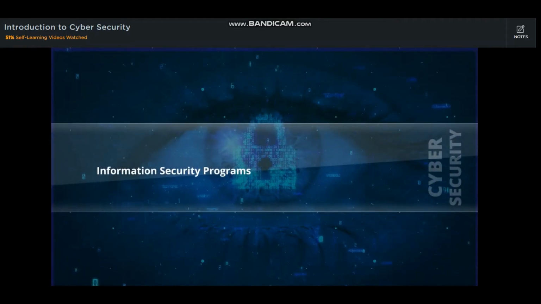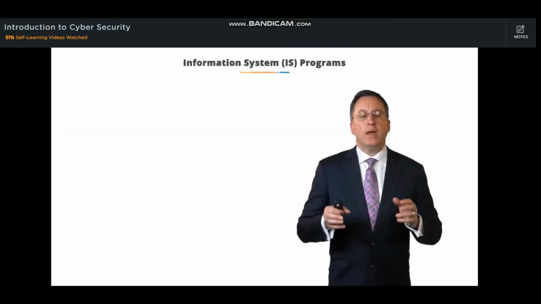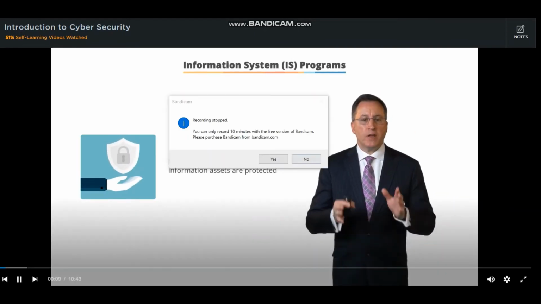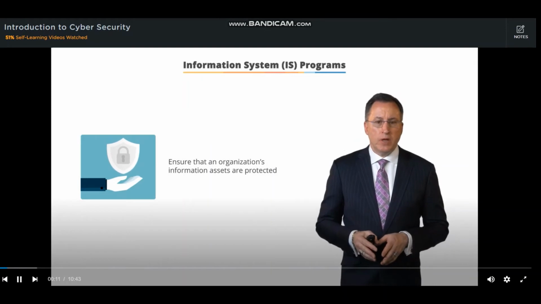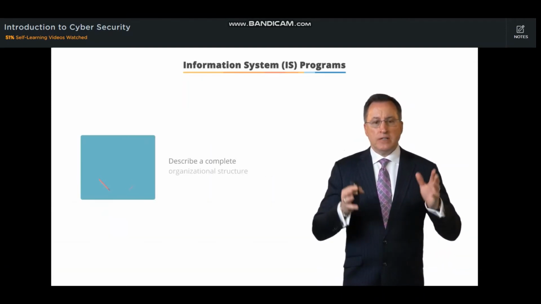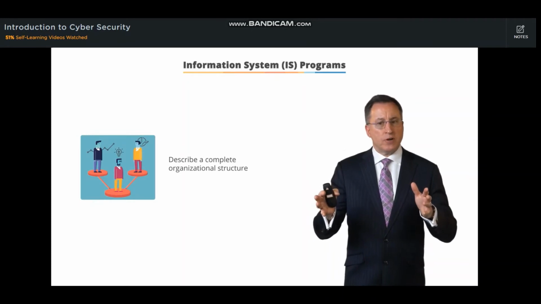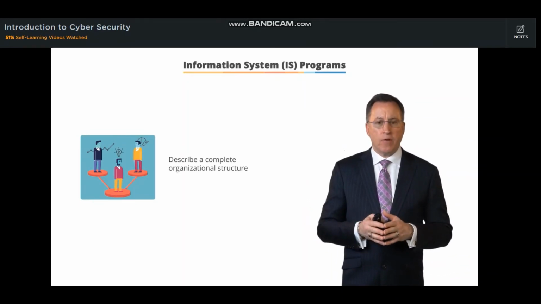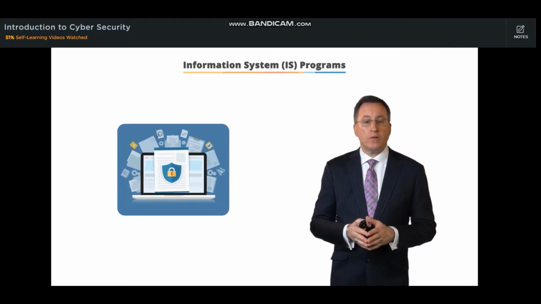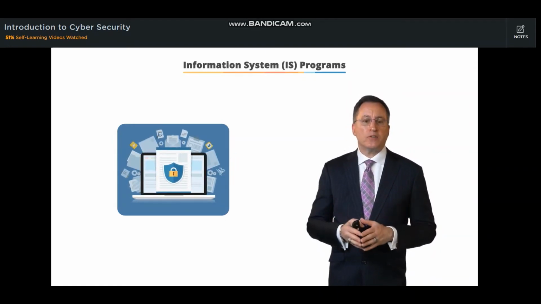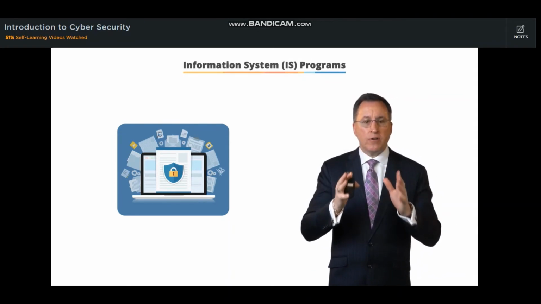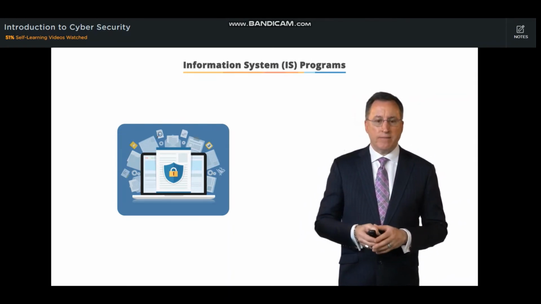Information Security Program. Information security initiatives of the organization to ensure that its information assets are protected. It describes the complete organizational structure that will manage information risks of the organization's assets. The security program consists of controls, processes, and practices to increase the resilience of the computing environment and ensure that risks are known and handled in an effective manner.